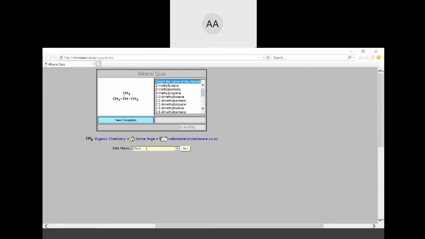Okay, what do we have here? Let's count the number of carbon atoms in the straight chain. 3. And how many functional groups? 1. Any answers that you want to pick there? You think it's 3-methylpentane? Or you think it's 2-methylpropane? Well done. Excellent.